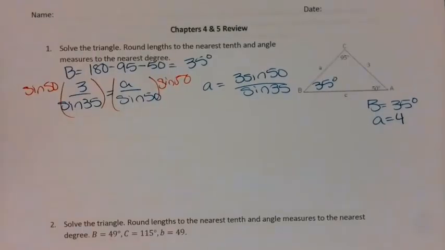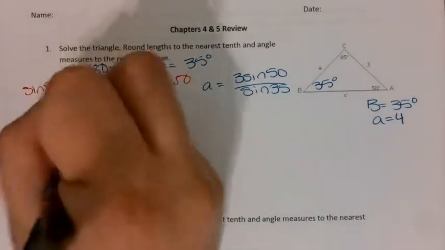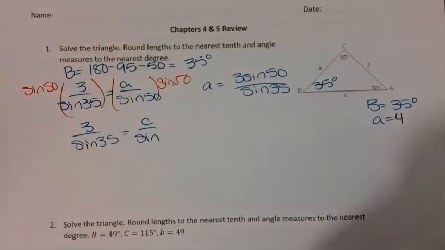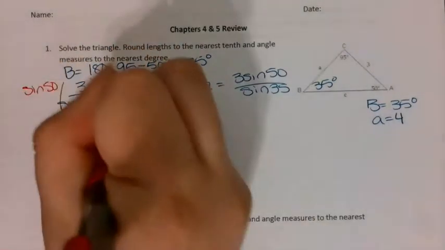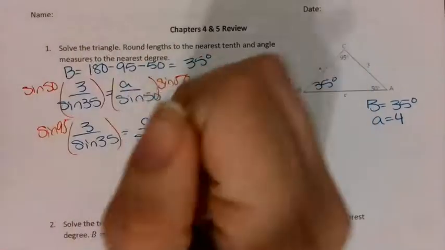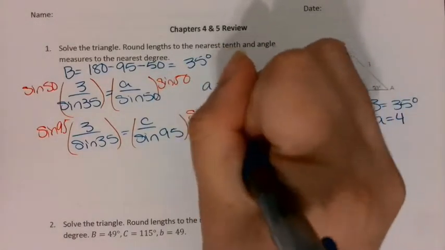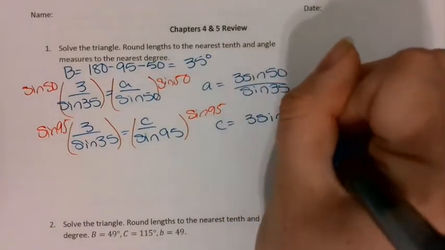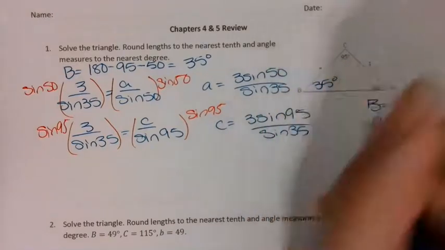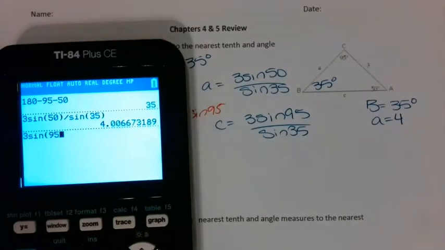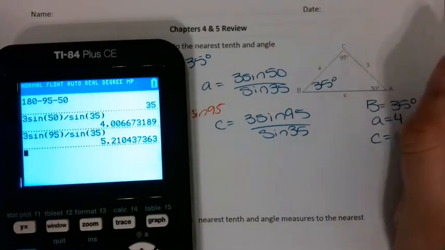Okay. I'm going to do the same thing to solve for c. So I'm going to have 3 over sine 35 equals c over sine 95. Then I want to get the letter c by itself, so I'm going to multiply both sides by sine 95. And I get c equals 3 sine 95 over sine 35. And that gets me 5.2. Okay.